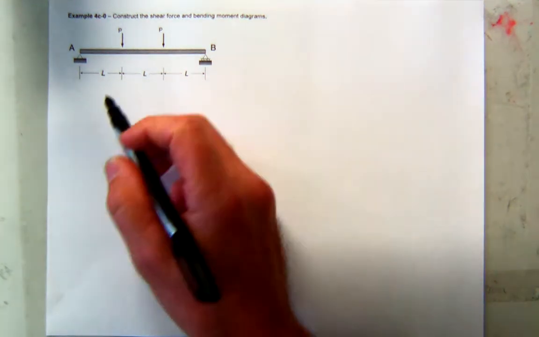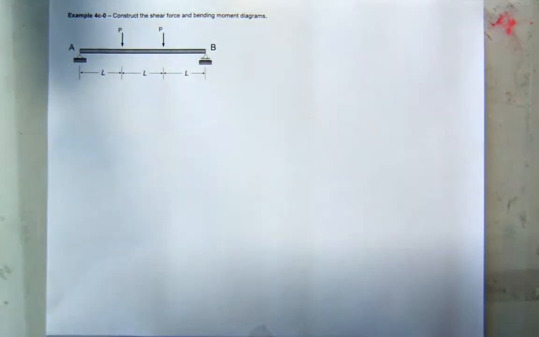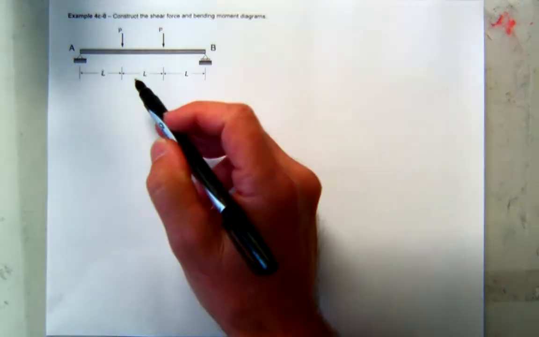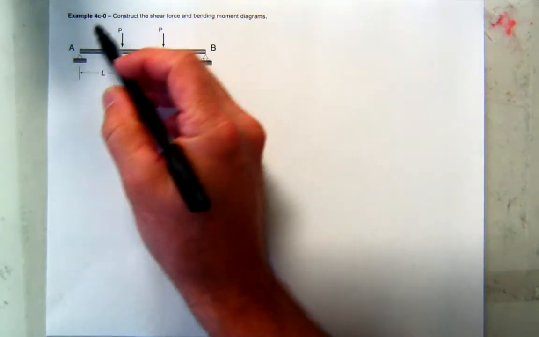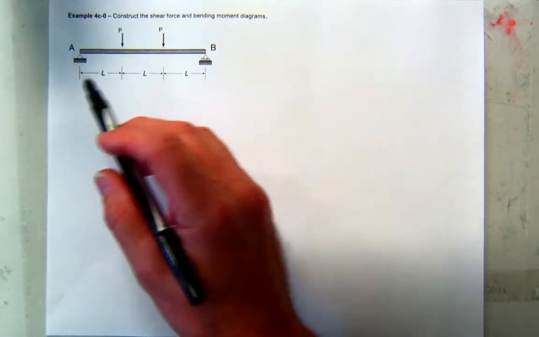Okay, so this is the first problem we're going to work as a class. We're going to construct the shear force and bending moment diagram. Without getting into the details first of how to do that, we always want to find our support reactions first.